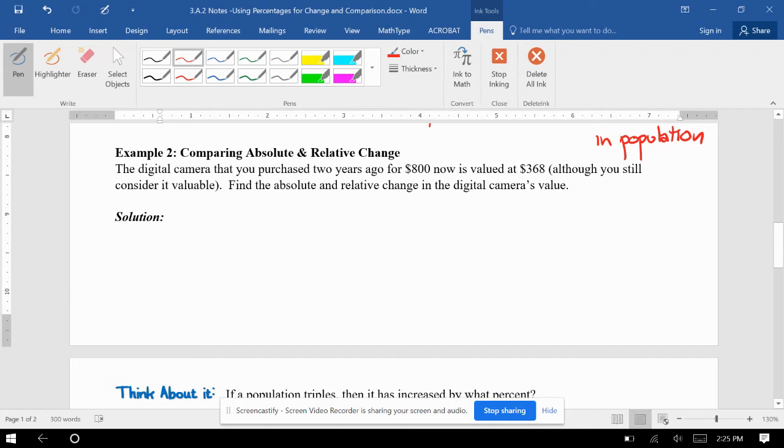Okay, so the next example is something that happens a lot. I've noticed it a lot when I bought a car that the value of it will go down so fast. So this is happening with the digital camera because obviously as technology changes, the thing is going to be worth less when it's an older model. So it says a digital camera that you purchased 2 years ago for $800 is now valued at $368, although you still consider it valuable. Find the absolute and relative change in the digital camera's value.